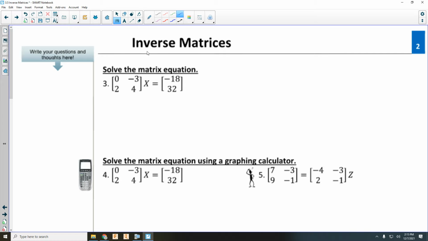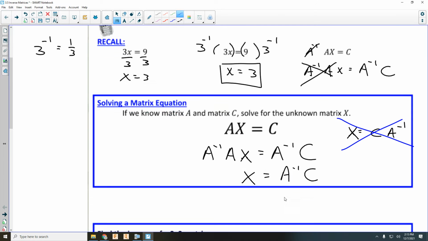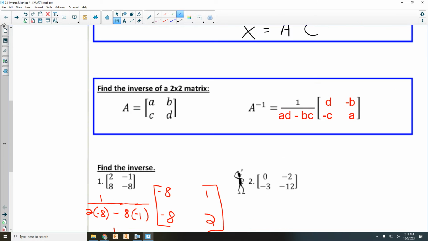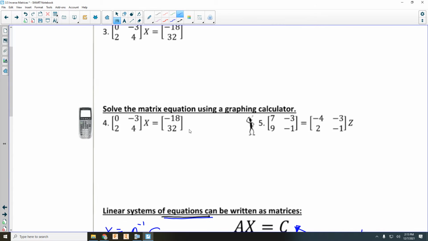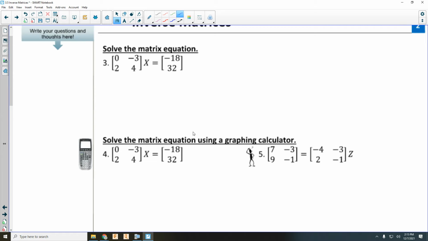Now, here's the whole point of this. No, it's not the same one. The whole point of this is that it allows us to solve a matrix equation. We're going to solve for the missing matrix. So what will we need to do? Correct. And the order matters.